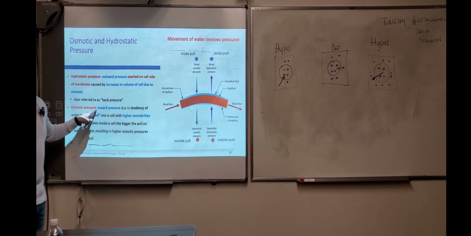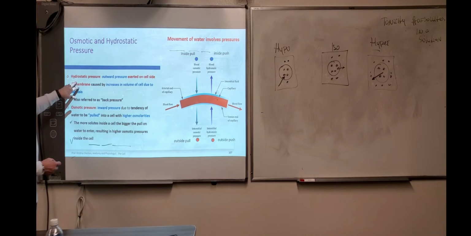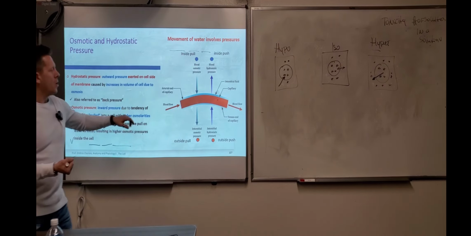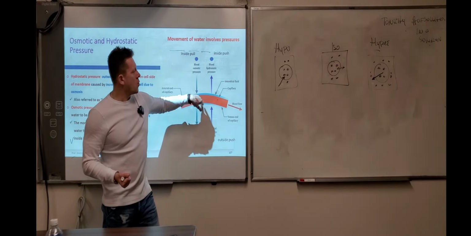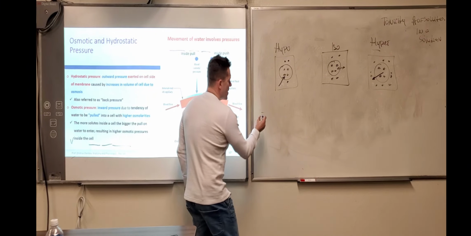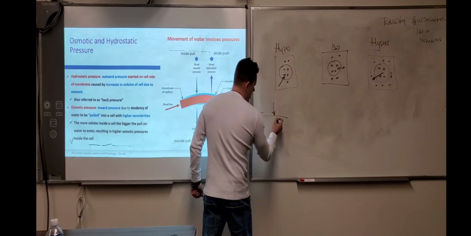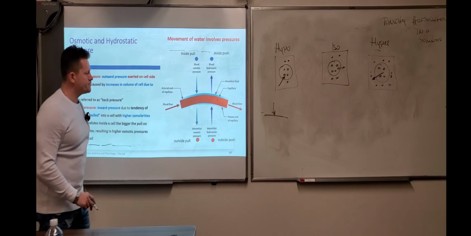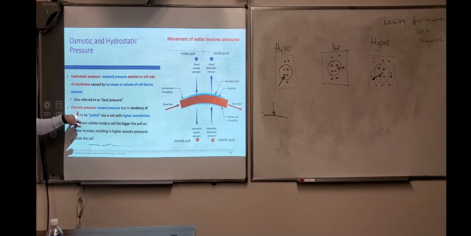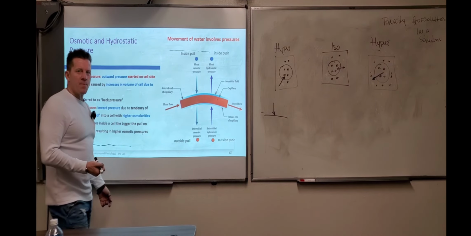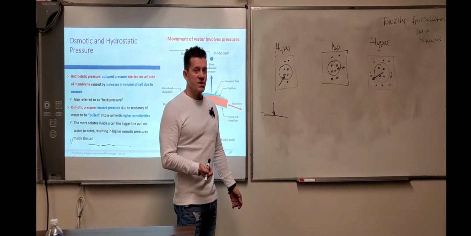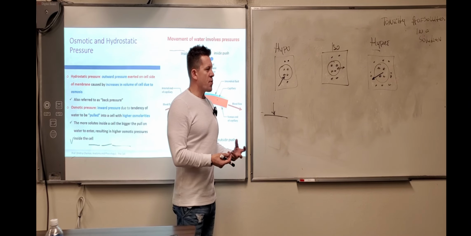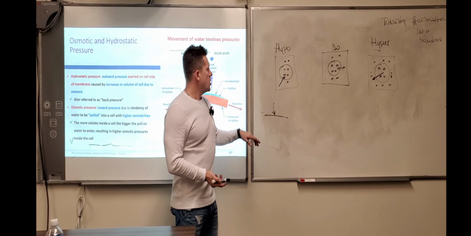So now we can go to this thing. Hydrostatic pressure: pressure that is exerted on the wall, let's say of a blood vessel or the cell. So the pressure that is exerted on the wall of the blood vessel or on the cell, right? Osmotic pressure. If you know what osmosis is, then it's very easy to talk about osmotic pressure.